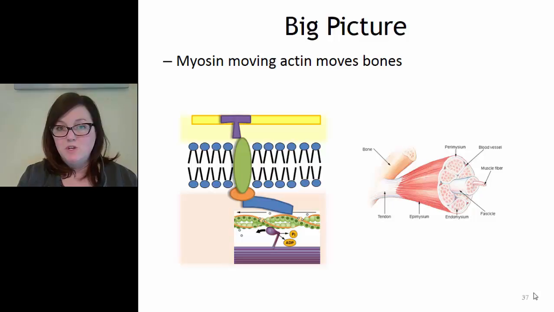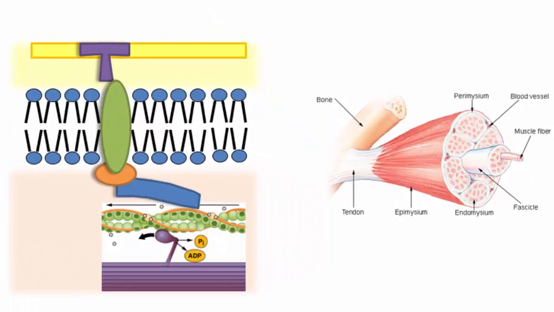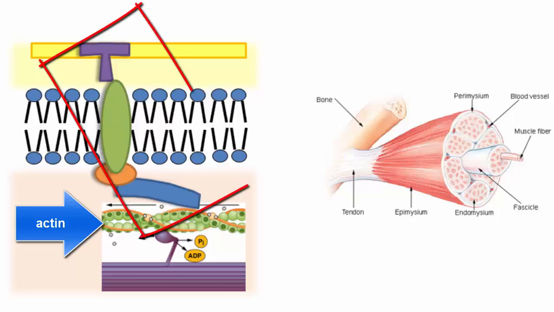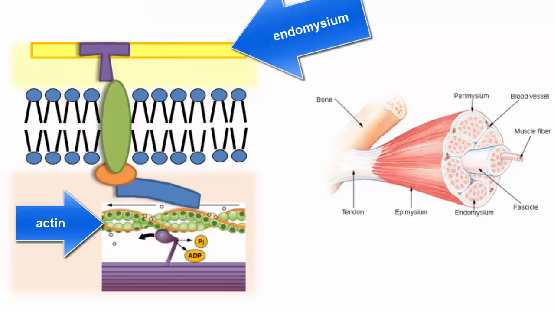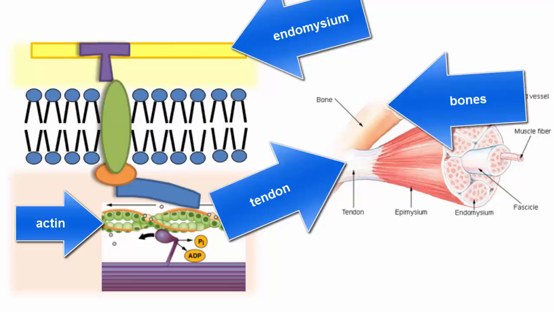Now, let's not forget the big picture here. Right? The whole point of muscle contraction is to move bones. The process of myosin pulling on actin will move our bones. Right? When myosin pulls on actin, the actin moves. And don't forget, actin is connected to the costameres, and the costameres are connected to the sarcolemma and the endomysium. And the endomysium is connected to our tendons, and our tendons are connected to our bones. So when the actin of the thin filament moves, we can move our bones.